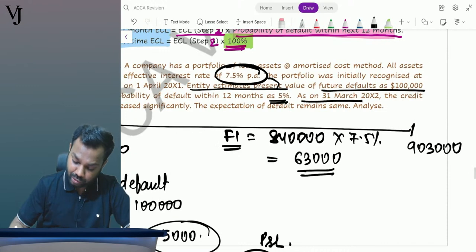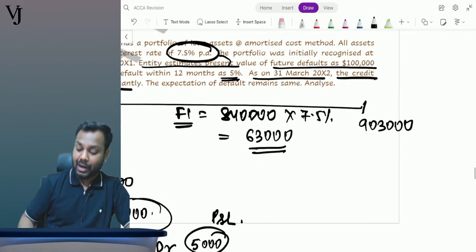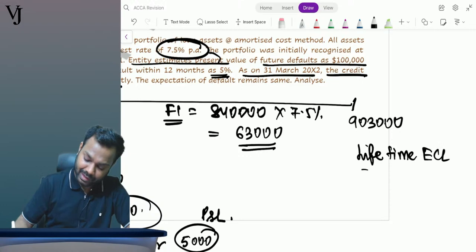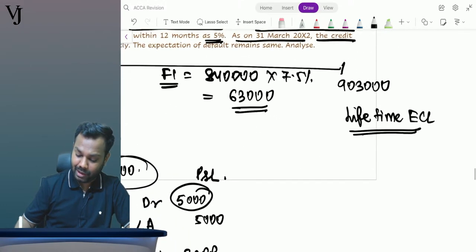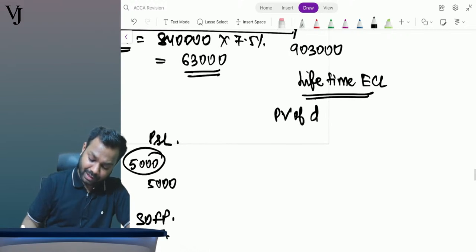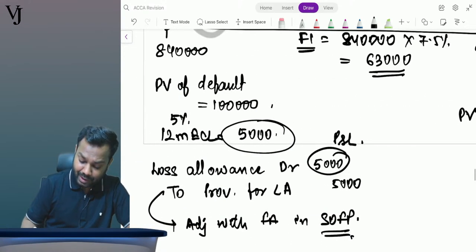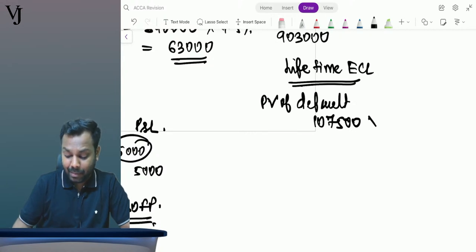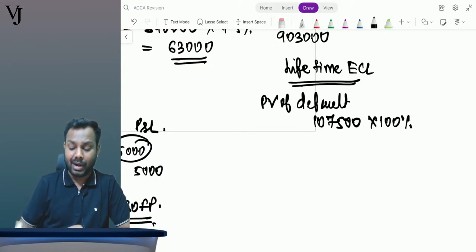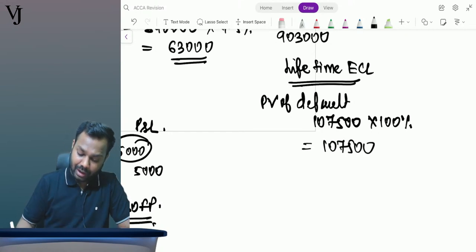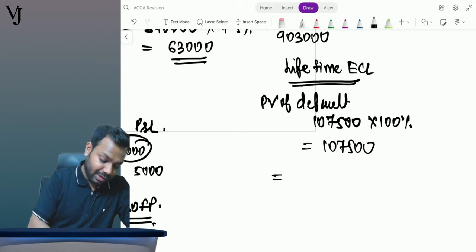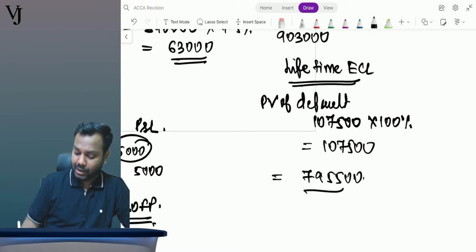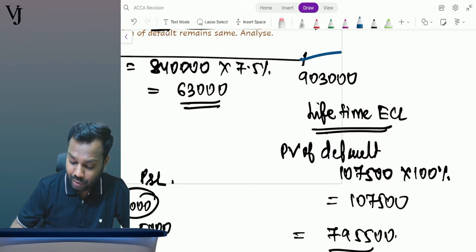Again, on 31st March 2022, the credit risk increases significantly. Credit risk increasing significantly means lifetime ECL. Now, if it is lifetime ECL, what is the present value of the default? If it was 100,000 here, if I unwind it, it will become 107,500. If it is lifetime ECL, will I multiply with probability or 100%? I will multiply with 100%. It will become 107,500. So what is the value of the asset? 903,000 minus 107,500 is 795,500.